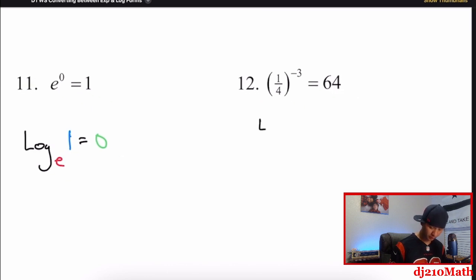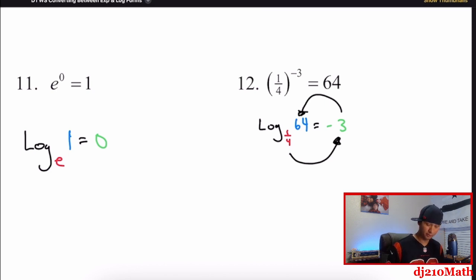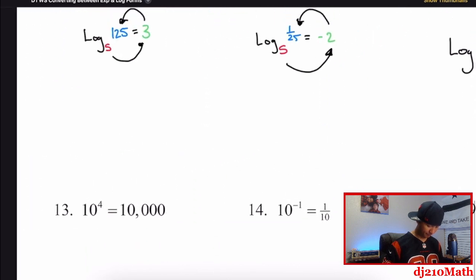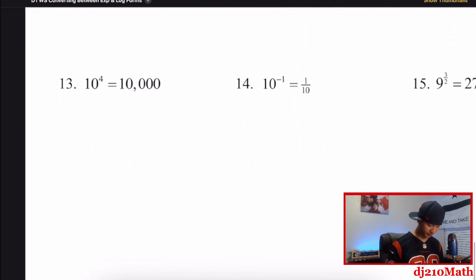So log, the base is 1/4, 64, and the exponent is -3. All right, 1/4 raised to that equals that. And that's exactly what it would be. Okay. We don't need that anymore, I feel.